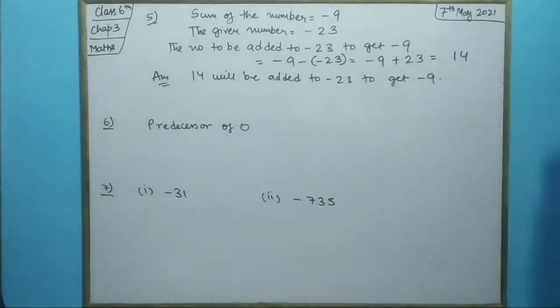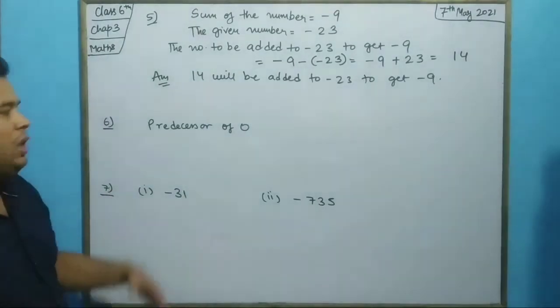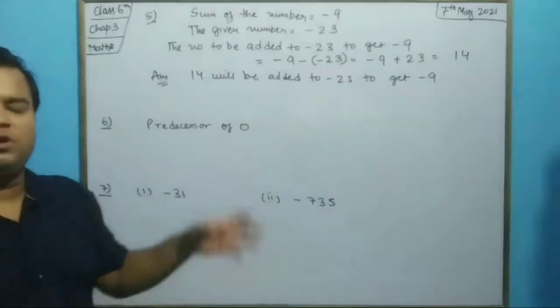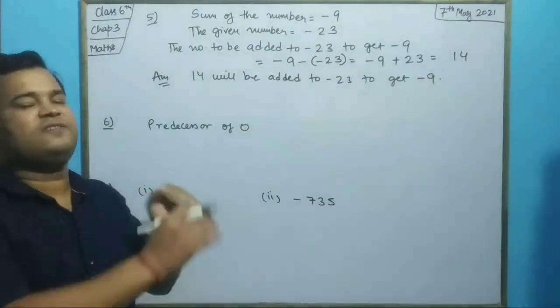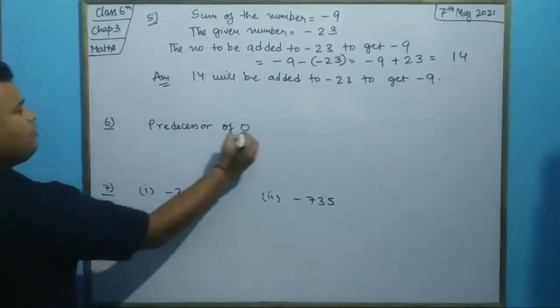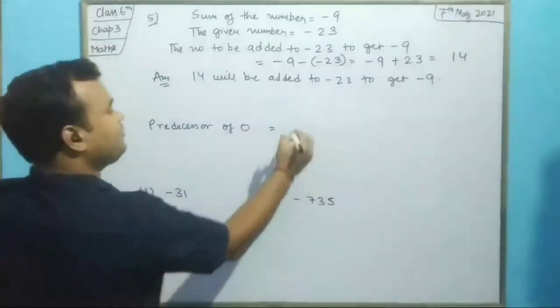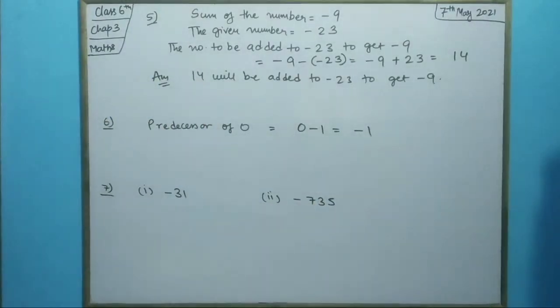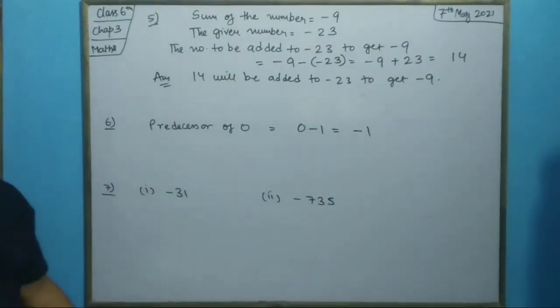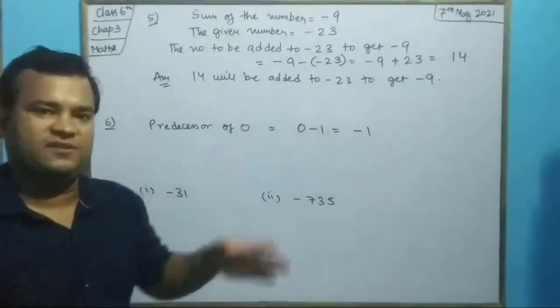Okay, let us see. What is the predecessor of 0? To know the predecessor of 0, what is a predecessor? Any number that appears just before a number is the predecessor of that number. So for the predecessor of 0, we need to subtract 1 from it. What do we get? Minus 1. This is the answer.